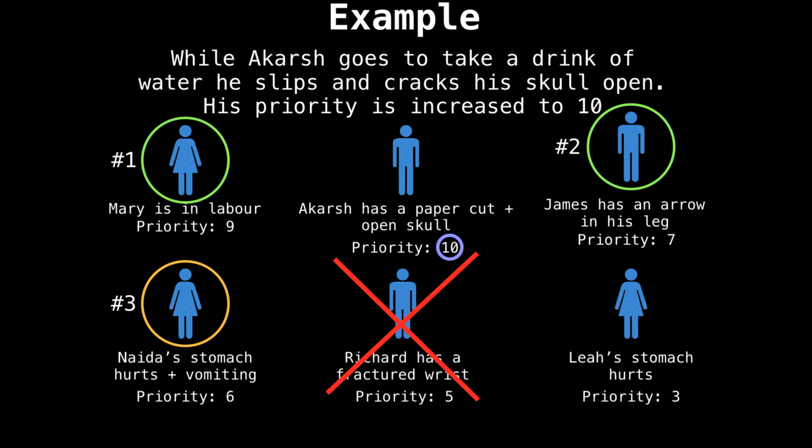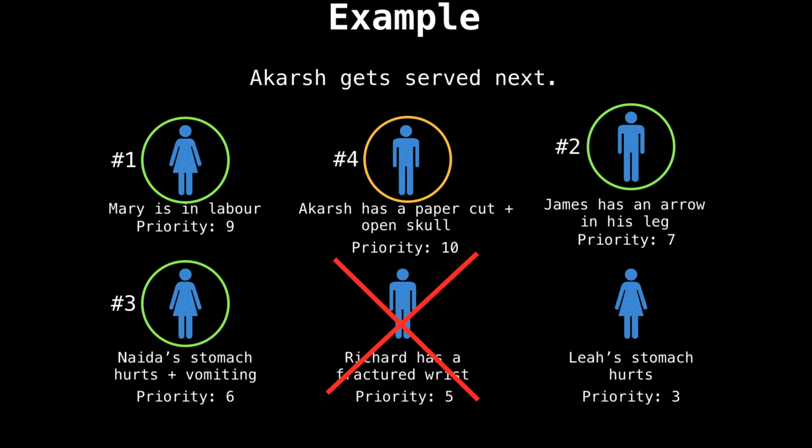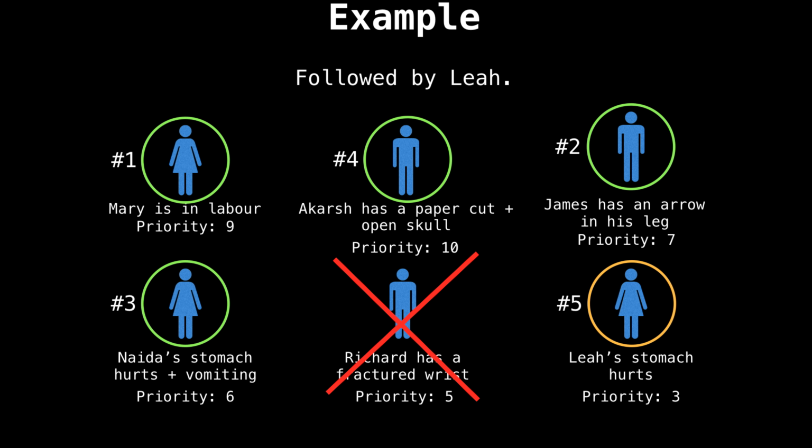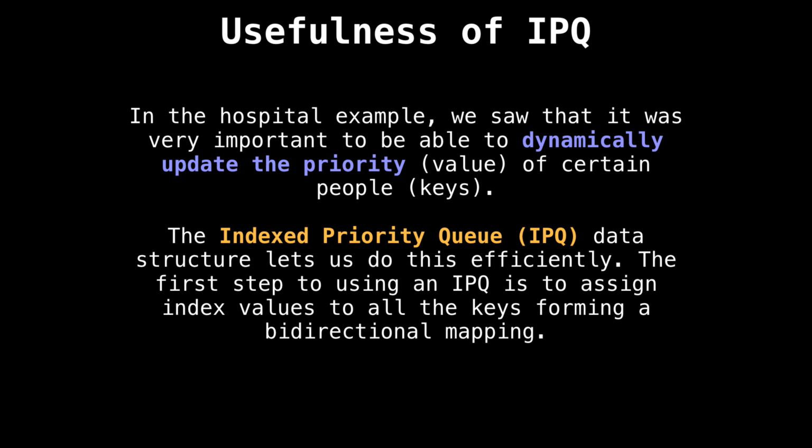Further, suppose that Akarsh goes to take a drink of water, slips on the floor, and as a result cracks his head and needs immediate attention, so we increase his priority to 10. Once Naida is dealt with, Akarsh should be next. And lastly, this is followed by Leia. As we saw in the hospital example, it is very important to be able to dynamically update the priority of certain people. The index priority queue is a data structure which lets us do this efficiently.